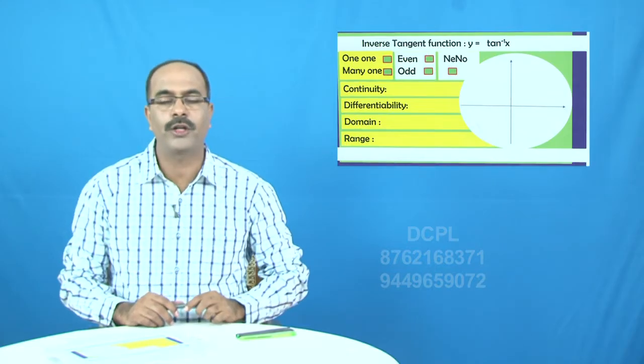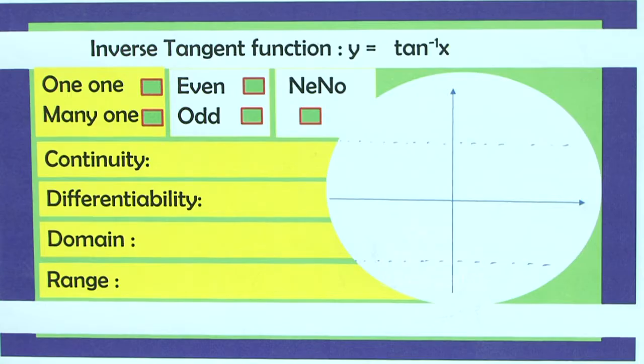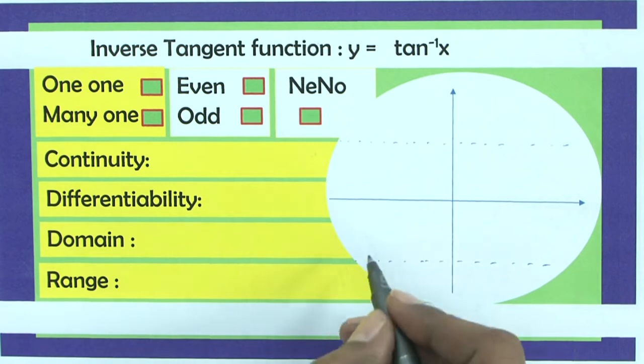Now let us talk about y is equal to tan inverse of x. Look at this, dear students, the graph of y is equal to tan inverse of x. Before drawing that, you should know this, right? There are two asymptotes to this graph, right? What are those two asymptotes? This is pi by 2 and minus pi by 2.